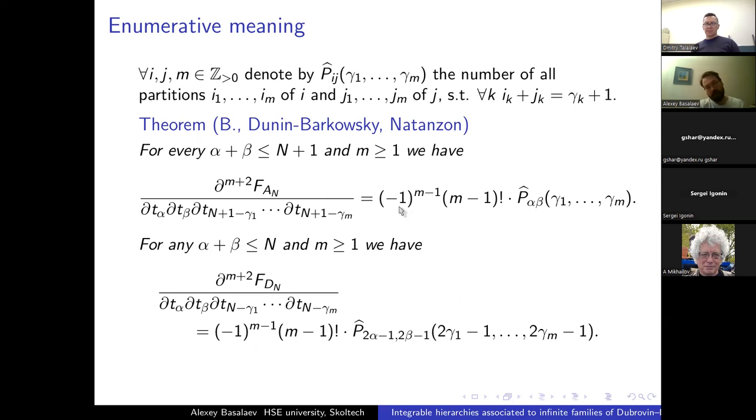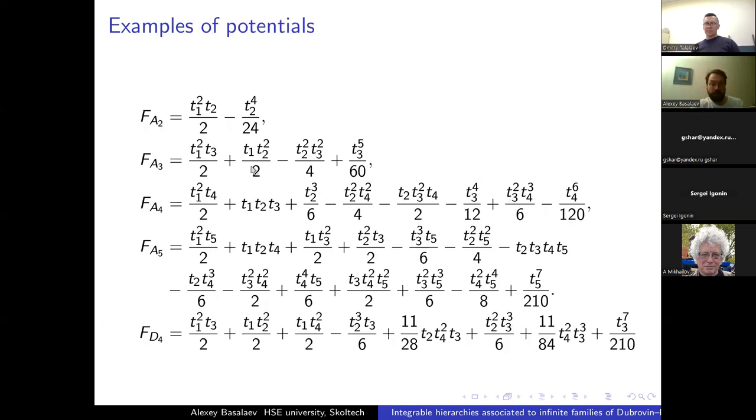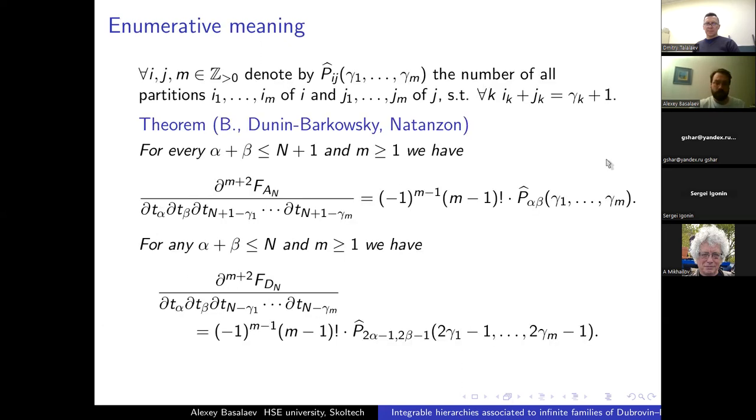So in particular, you see, it says that when you have m plus 2 t's in a monomial, then we have minus 1 to the power m minus 1. So getting back, you see that cubic monomials come with plus, the fourth order monomials come with minus, fifth order with plus, and that actually works for all A type.